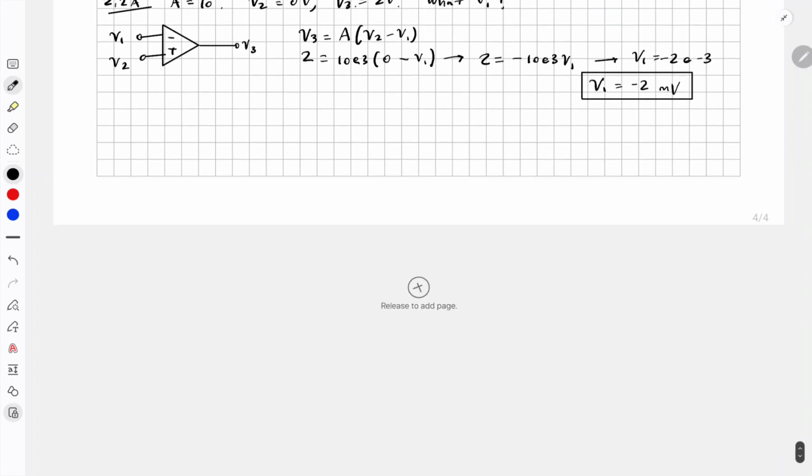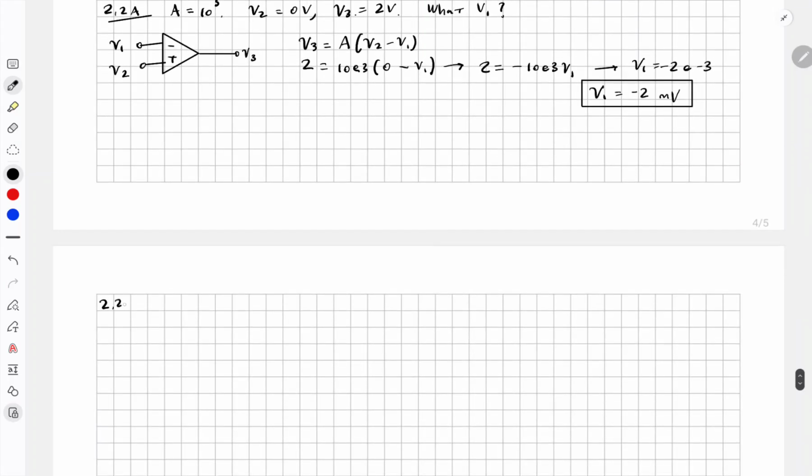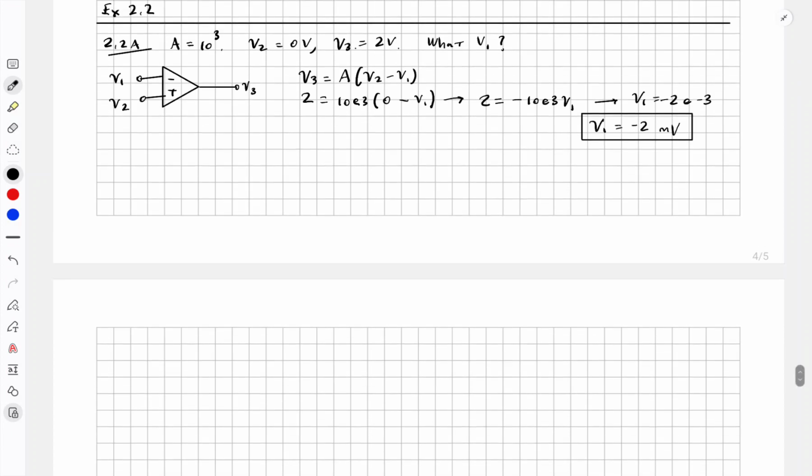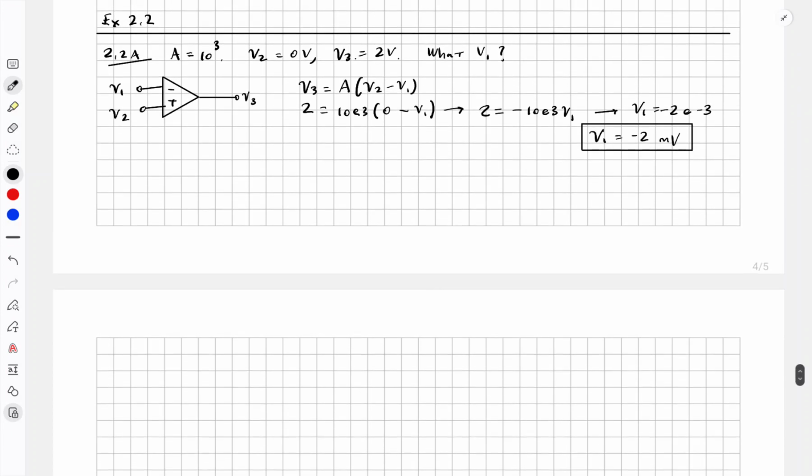Problem number B is also pretty simple. I forgot to say that actually question 2.2a asks for 2 more things. It asks for what is V in D.